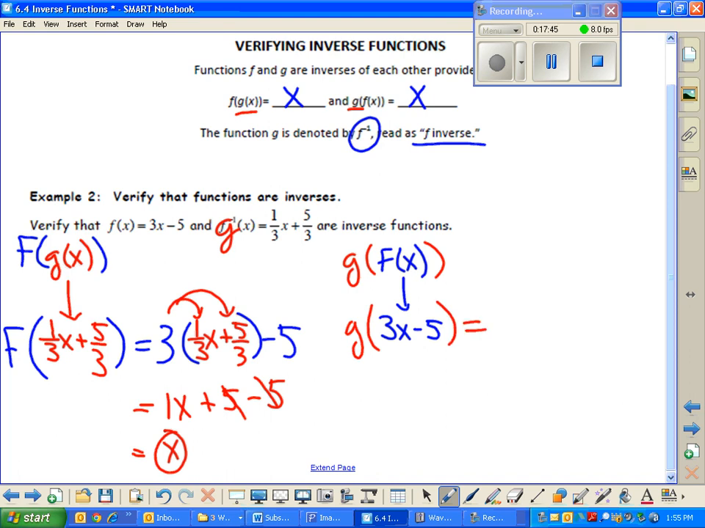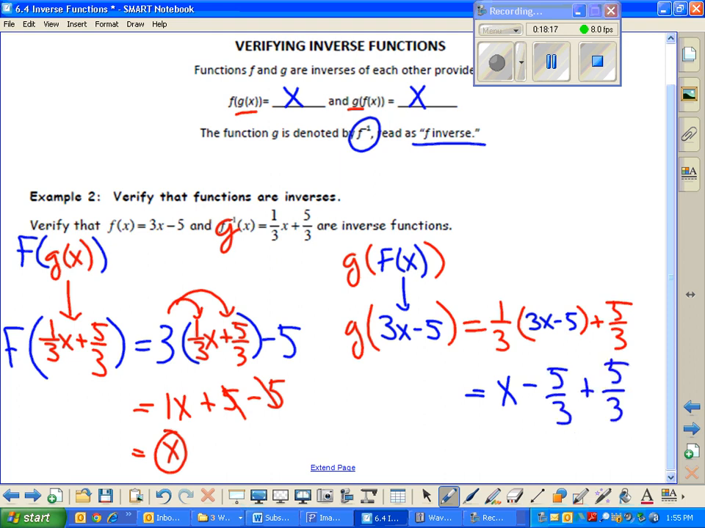Here's how that looks. Function g was 1/3 x plus 5/3. So I'm now going to do 1/3 blank plus 5/3. And then what goes in that blank right there? For the x, 3x minus 5 goes in. And then 1/3 of 3 is 1. So 1/3 of 3x is x. And then 1/3 times -5 is -5/3 plus 5/3.